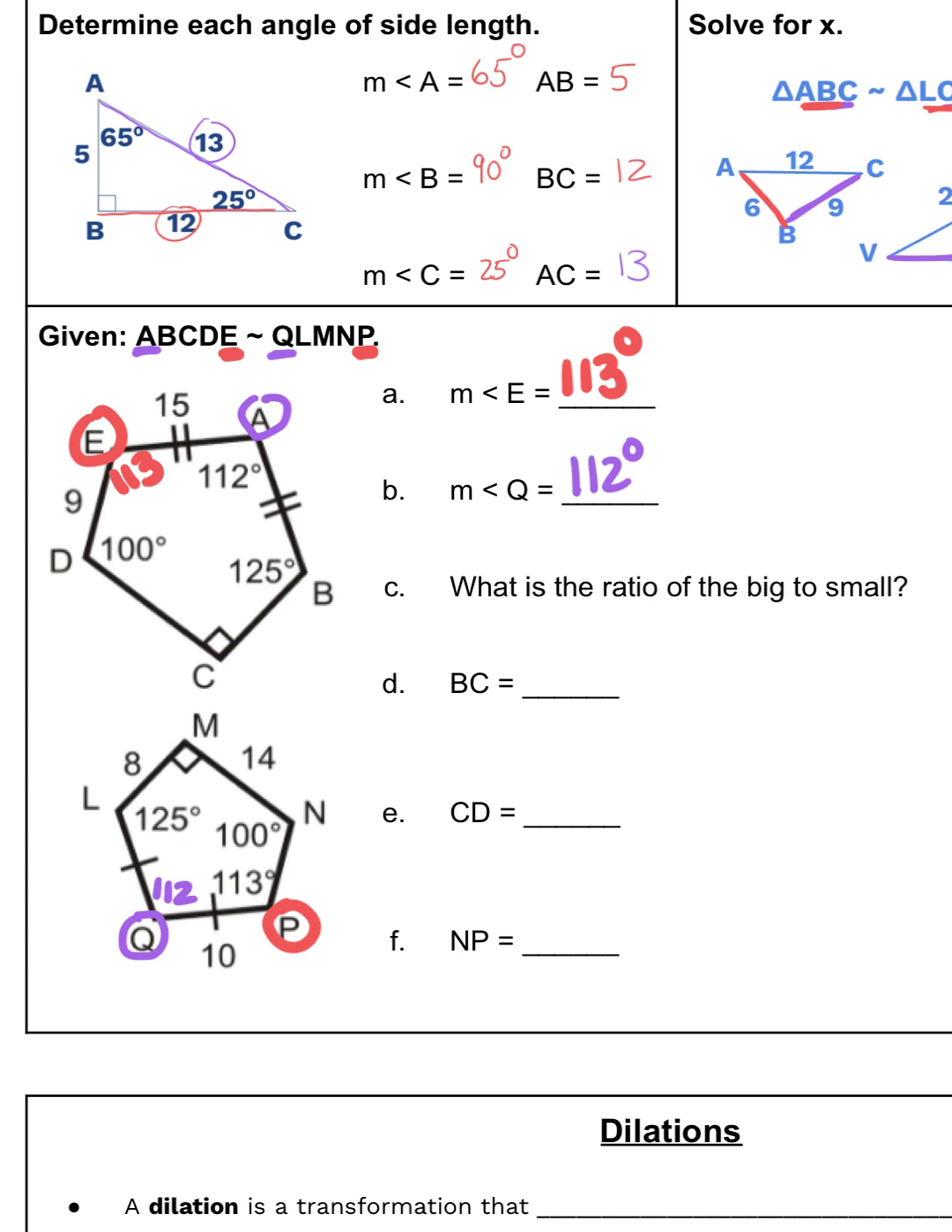So I'm going to look at 15. This is one given side. 15 is between the E and the A. That's the first and the last. The first and the last corresponds with the first and the last over here.